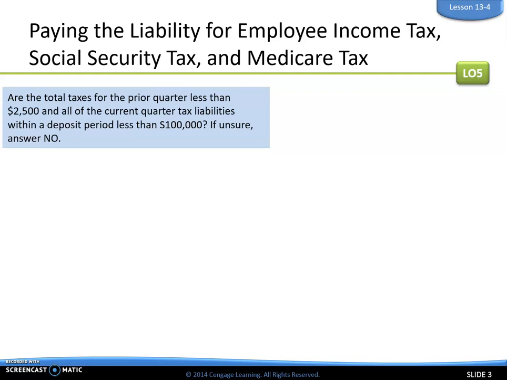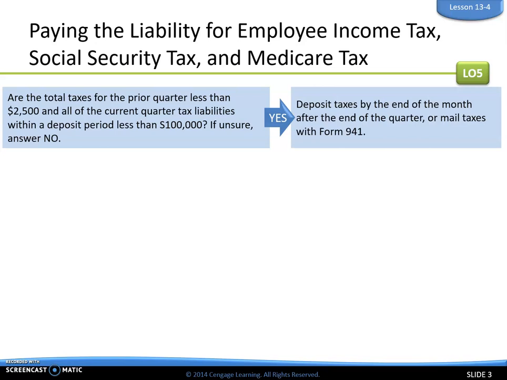So this is going through how you figure out how often a business is going to pay their taxes. It's really just yes or no questions that you go through. So first question is, are the total taxes for the prior quarter less than $2,500 and all current quarter tax liabilities within a deposit period less than $100? If unsure, answer no. If we were to answer yes to that, deposit taxes by the end of the month after the end of the quarter, or mail taxes with Form 941.